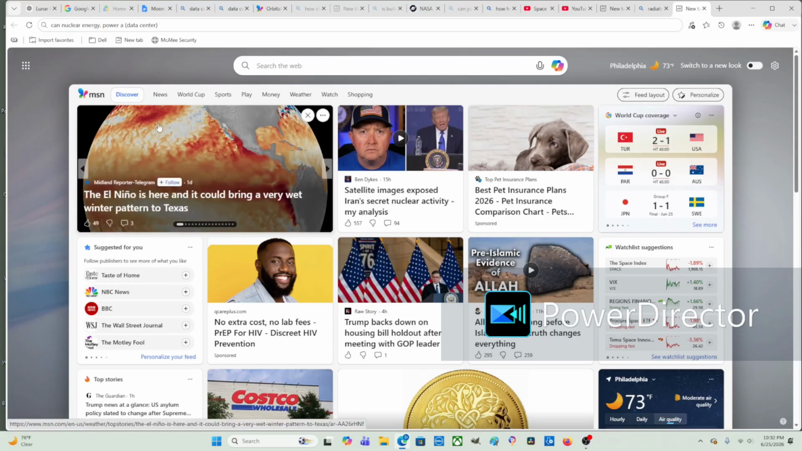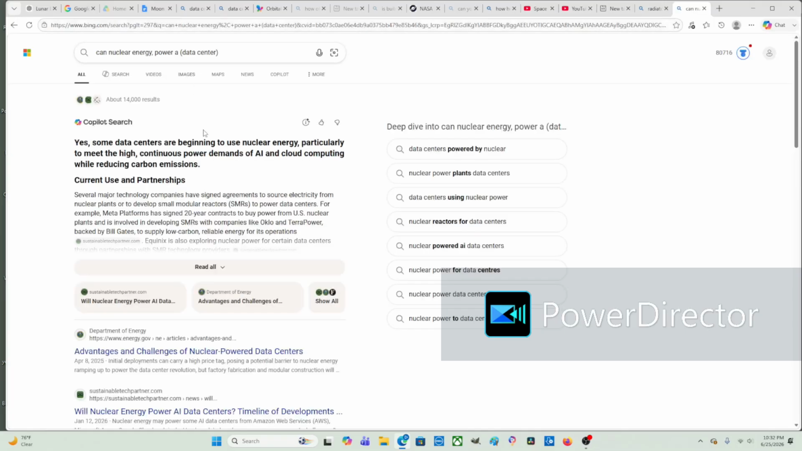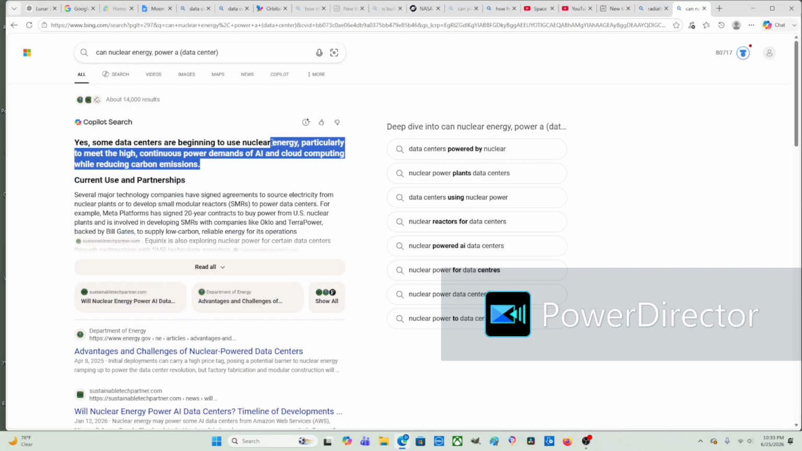Oh my gosh, data centers are going to make this much worse in the future. But anyway, can nuclear energy or a nuclear reactor power a data center? Oh my gosh, it says yes. Some data centers are beginning to use nuclear energy to meet the electricity demands of AI and data centers and whatnot. It helps out people and lowers electricity costs.